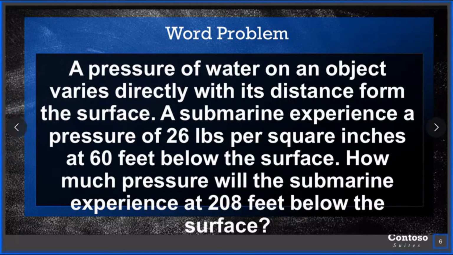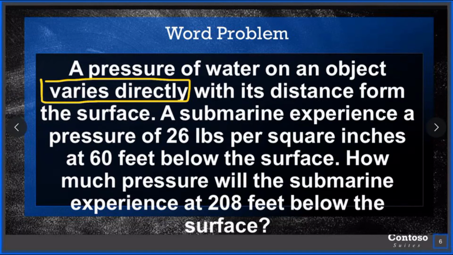So let us first analyze the first sentence. Sabi dito, a pressure of water on an object varies directly. So we have the words varies directly. Always remember, kung sino po ang una-una sa kanya, yung letter Y, and kung sino yung after ng varies directly, siya po yung ating letter X. So now, let us proceed.